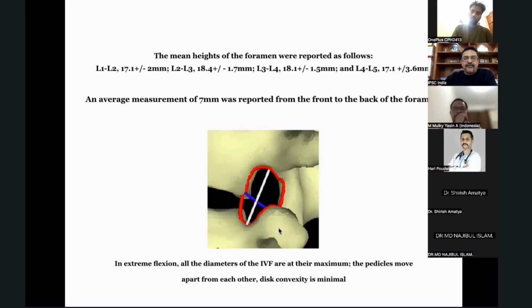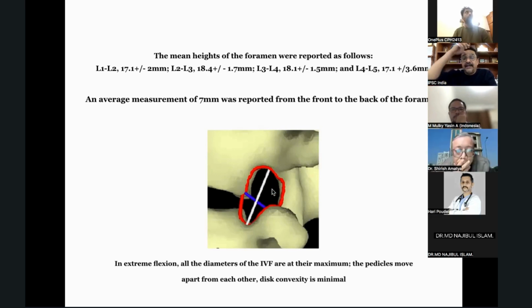So Shirish, this is what I was telling you. When you go for flexion, there is an increase in both the height and the width. So flexion basically opens up the foraminal space, and you can go easily inside the foramen.